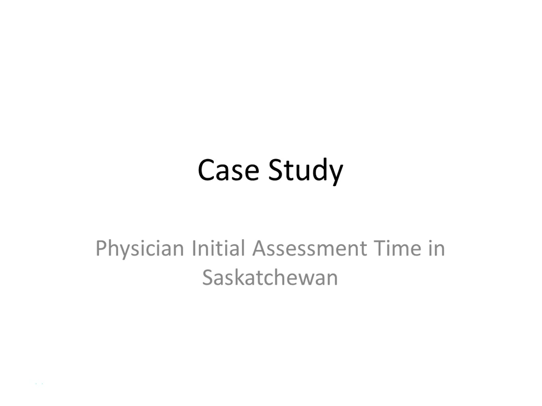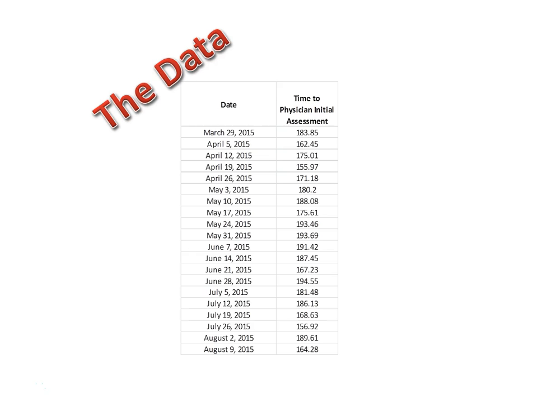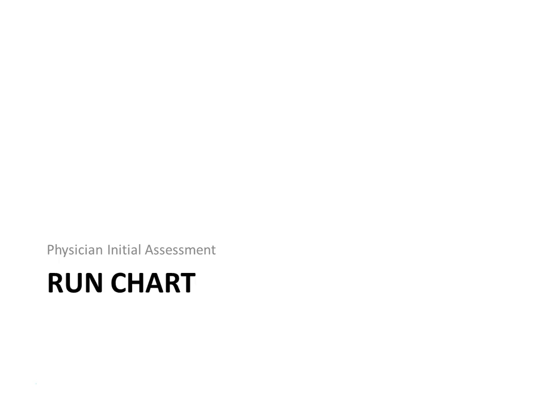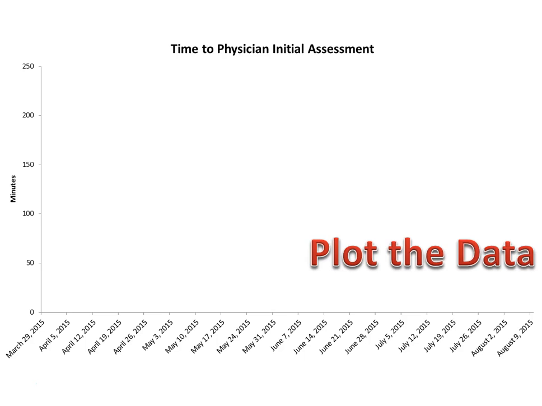This is a quick walkthrough on how to analyze the same set of data using both a run chart and a control chart. Here's our data. It's the time to average physician initial assessment in minutes categorized by week. First, we'll look at it in the form of a run chart.